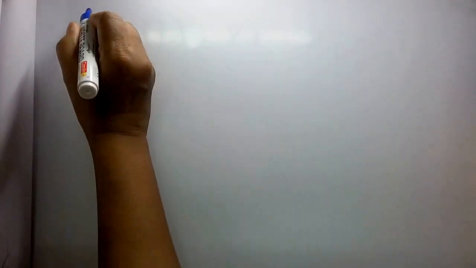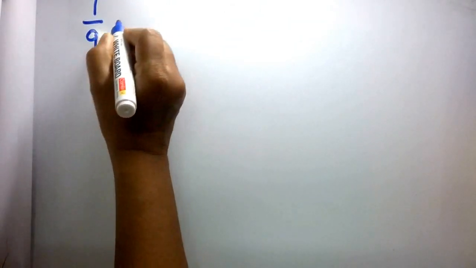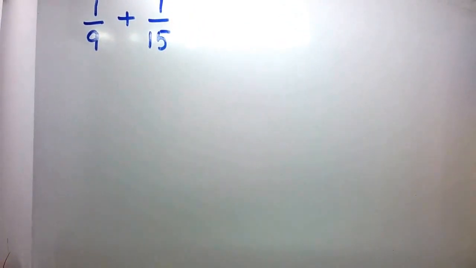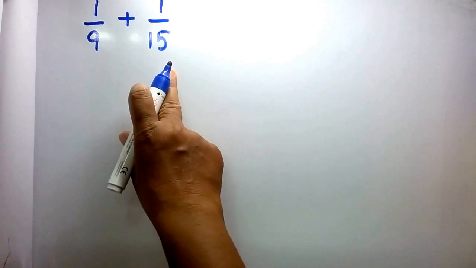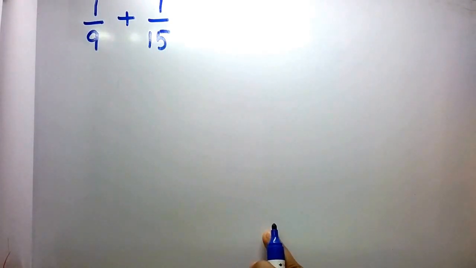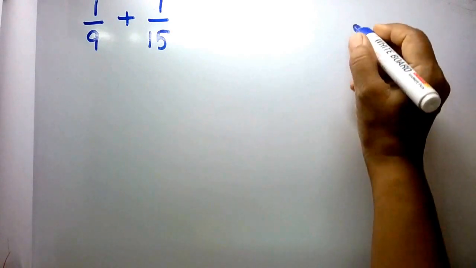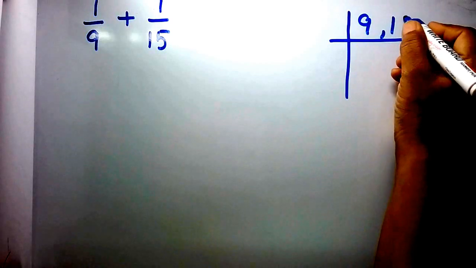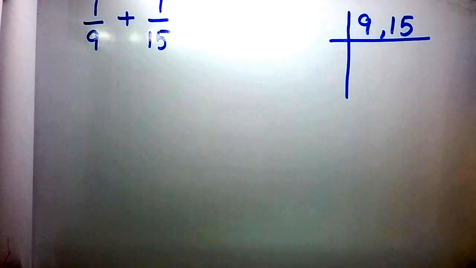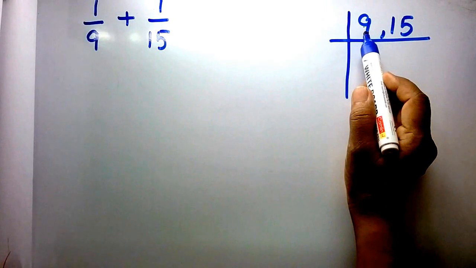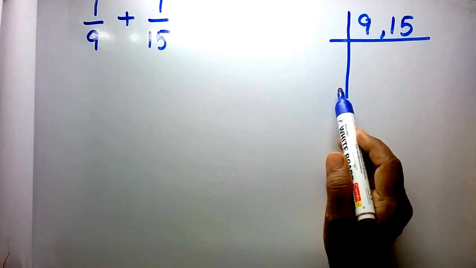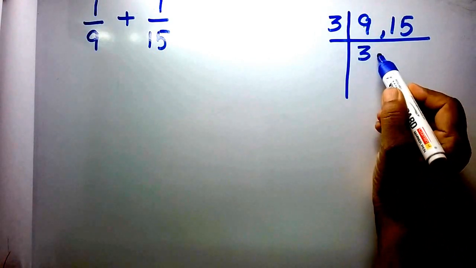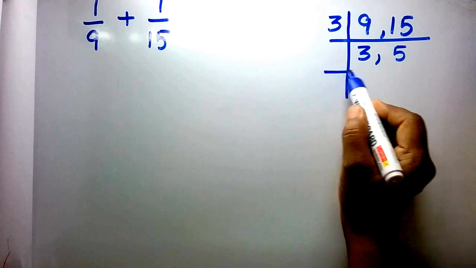Of rational numbers with different denominators, like 1 upon 9 plus 1 upon 15. When you have different denominators, your first work is to take out the LCM. So take out the LCM of 9 and 15. Both of them, if you observe, come in the 3 table. So we can write here 3. 3 3s are 9. 3 5s are 15.